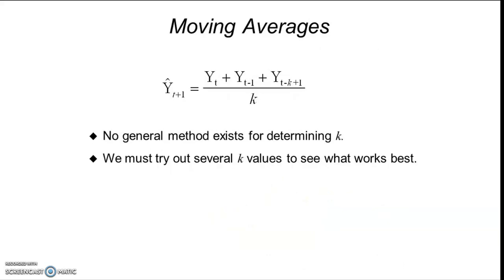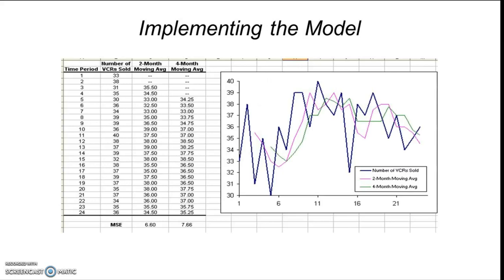So that is the moving average. Moving average is one of the ways. So y hat t plus 1 is the target for using moving average as a forecast value. So no general method exists in determining k. So we must try out several k values to see what works best. This is how to implement the model.